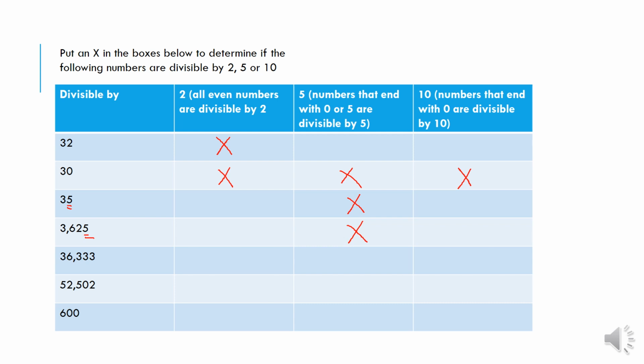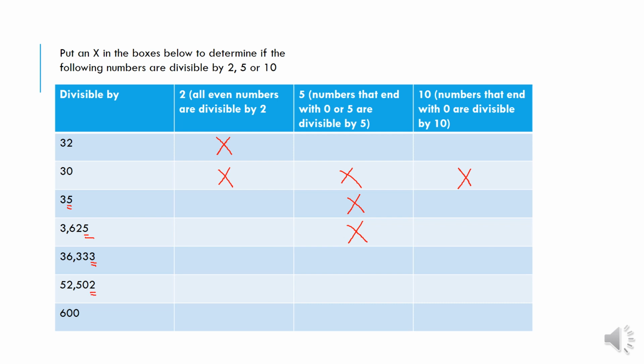36333. Is it an even number? No, since it ends with a 3, so it's not an even number. It's not divisible by 2. Does it end with a 0 or 5? No, it ends with a 3, so it's not divisible by 5 or by 10.